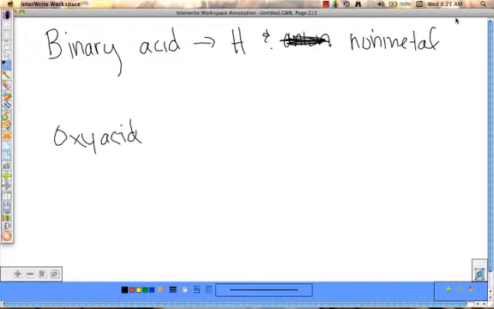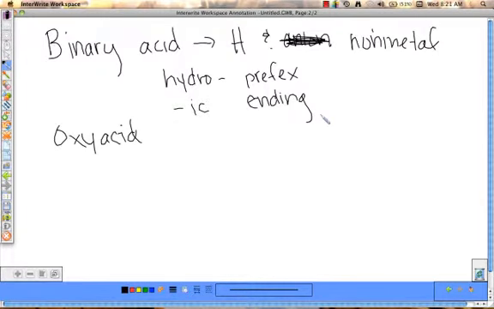And if we have a binary acid, we add the hydro prefix. And then we have the ic ending. So an example would be HBr. We have hydrogen and one other element. What would be the name? Hydrobromic acid.